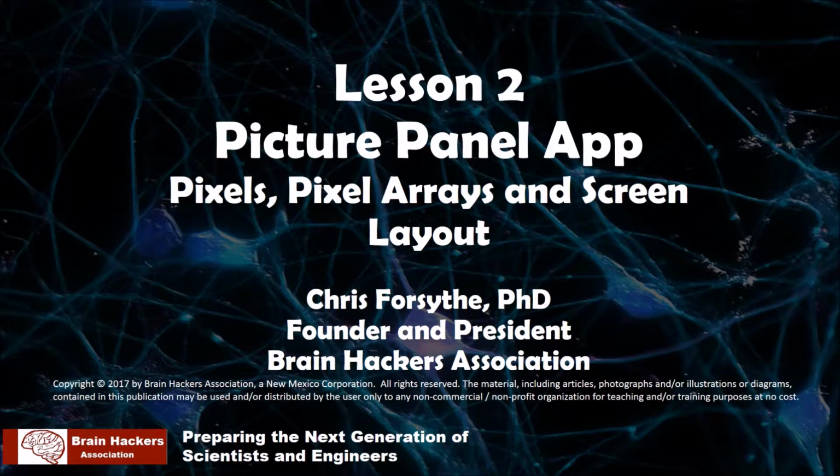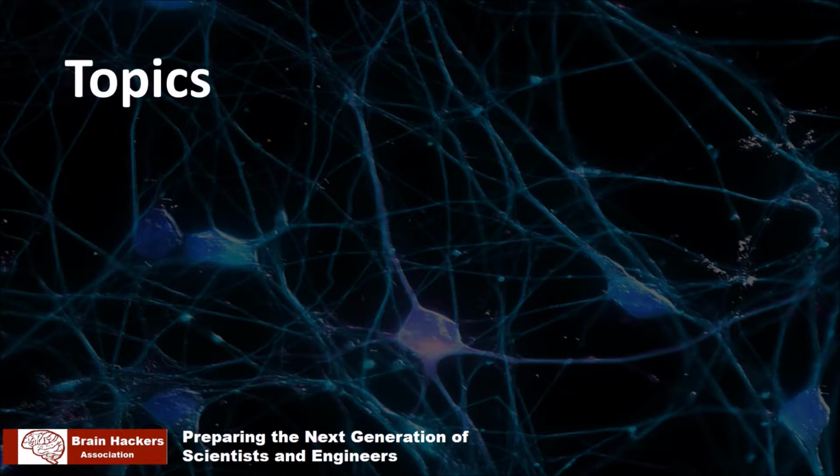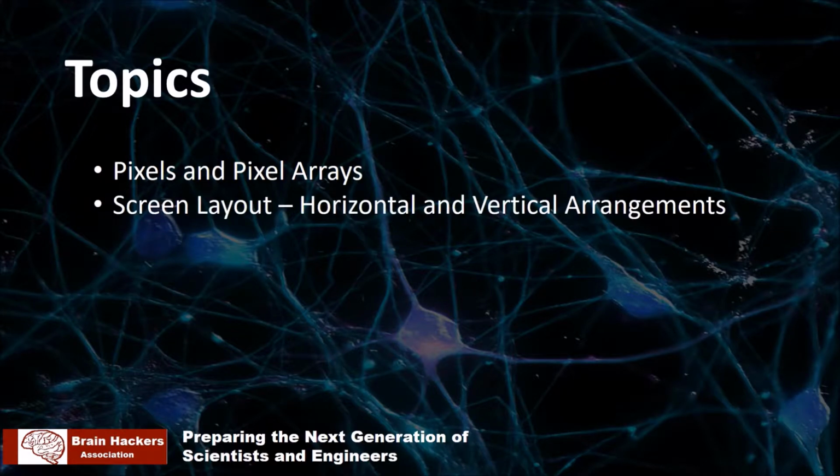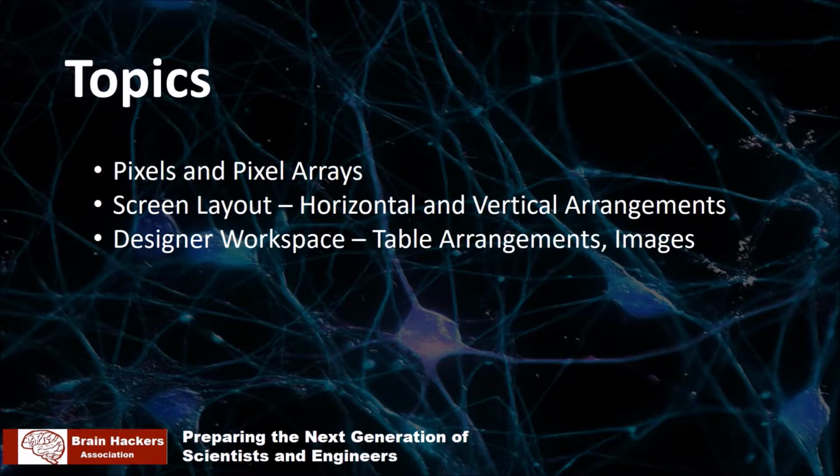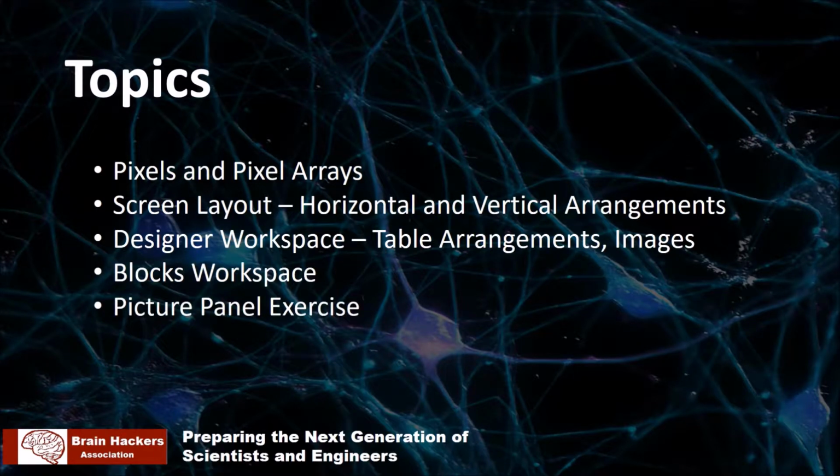Welcome to Lesson 2, where we will use MIT App Inventor 2 to create a simple app I call the Picture Panel app. In this lesson, we will learn about pixels and pixel arrays. We will cover the use of horizontal and vertical arrangements for screen layout. In the Designer workspace, we will introduce the use of table arrangements and images as buttons. We'll program our app, and we'll have an exercise where you can create your own version of the Picture Panel app.